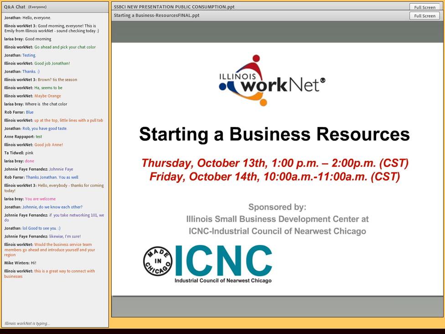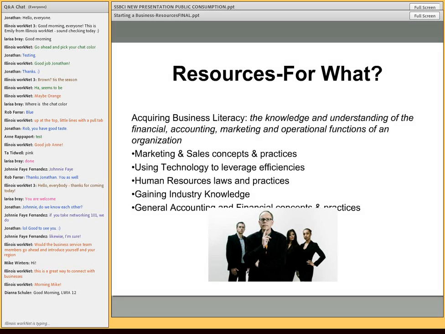Different types of resources available. We'll look at centers that offer that, and then networking, advocacy, technology, financial resources, and then there's a few additional ones at the end.